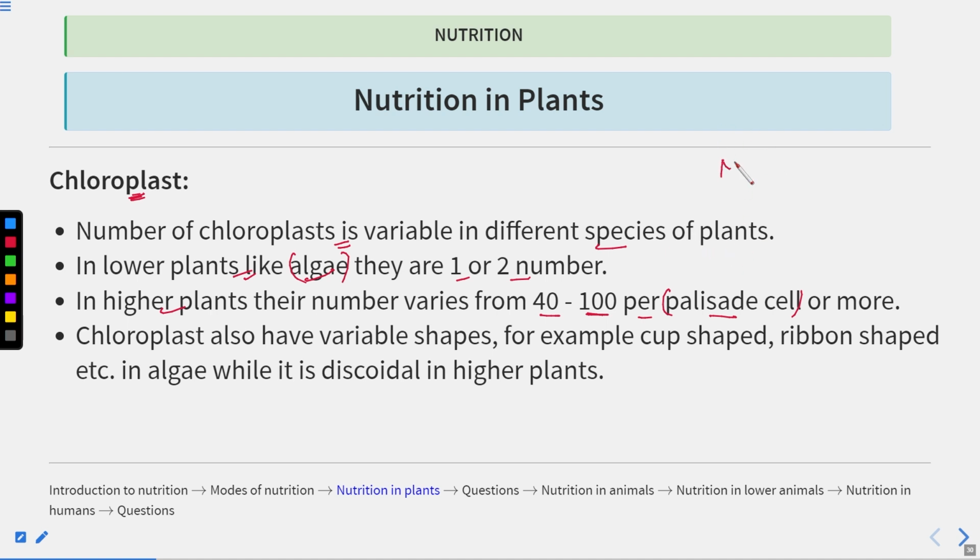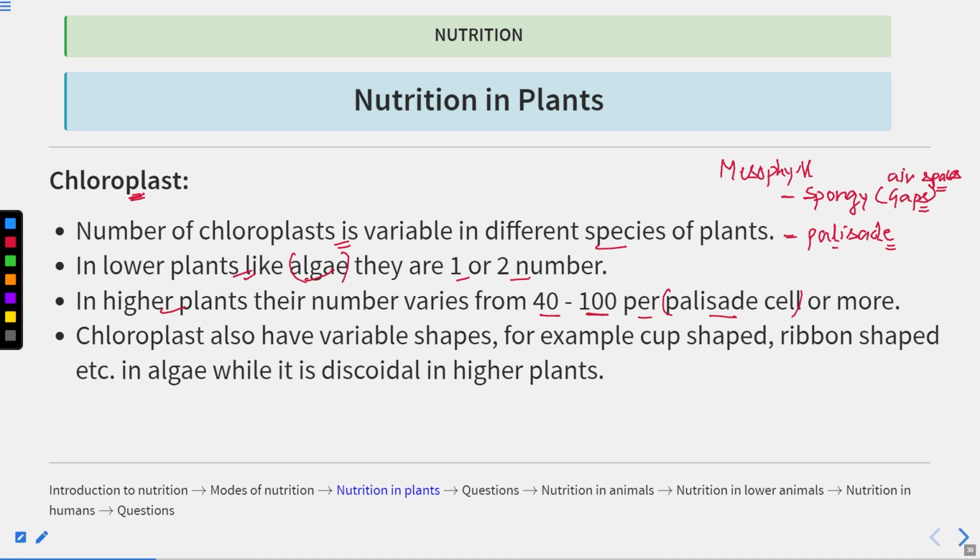Now you have to understand what is palisade. So you must be knowing about the mesophyll cells. Mesophyll cells are of two types. First is the spongy mesophyll cell, and the second one are the palisade mesophyll cells. So spongy mesophyll cells have lot of gaps in them. They have lot of spaces, or air spaces. And because of the presence of the air spaces, the gaseous exchange can take place.